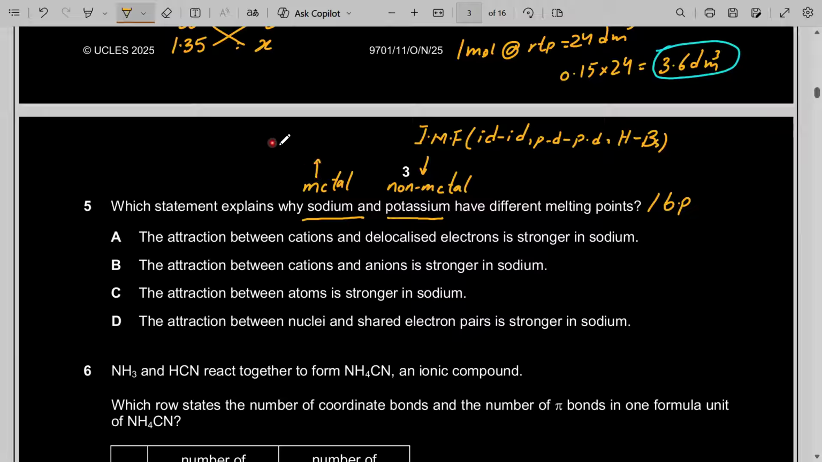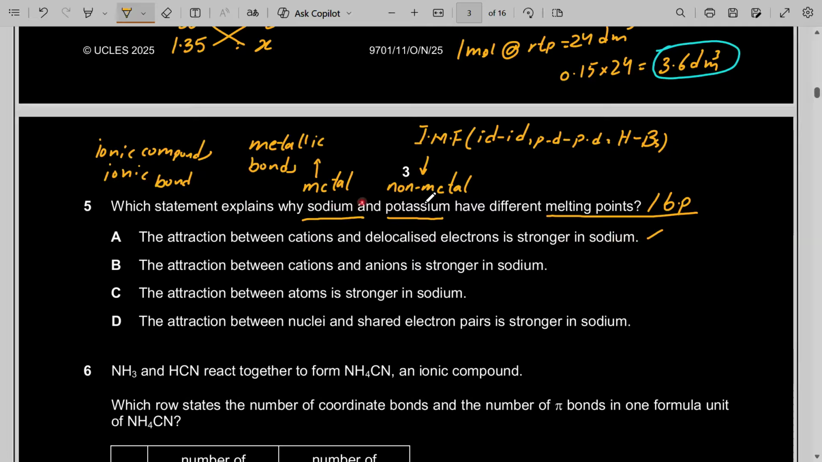For the metal, you will simply relate with the metallic bond. Metallic bond must be related for the metals. And if you have an ionic compound, let's suppose ionic compound or ionic crystal, whatsoever, you have to relate with the ionic bond. These will be related for the melting and boiling point. So we read the first sentence. The attraction between the cations and delocalized electrons is stronger in sodium. That is correct.